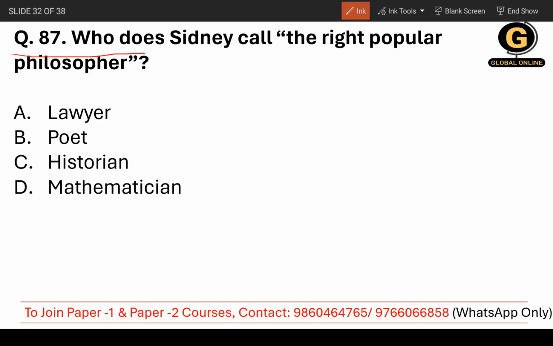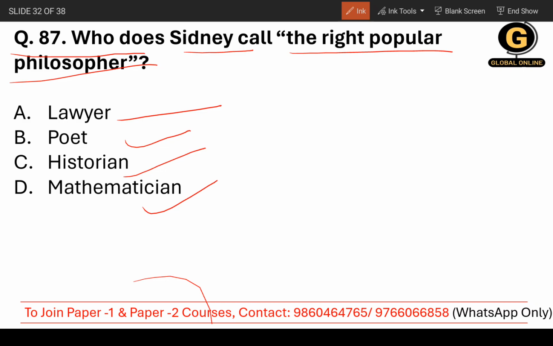Okay, moving on to question number 87. Who does Sidney call the right popular philosopher? The options are lawyer, poet, historian, and mathematician. Which is the correct answer? The poet, the right popular philosopher. Okay, B is the correct option.